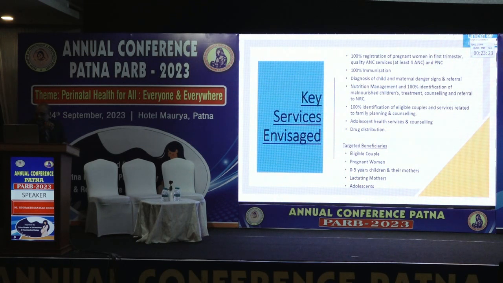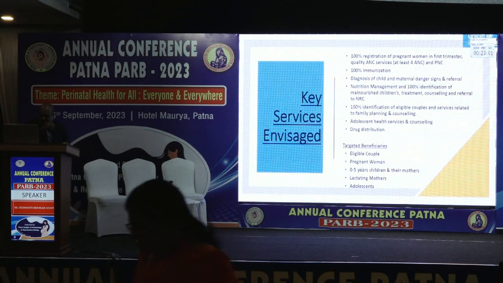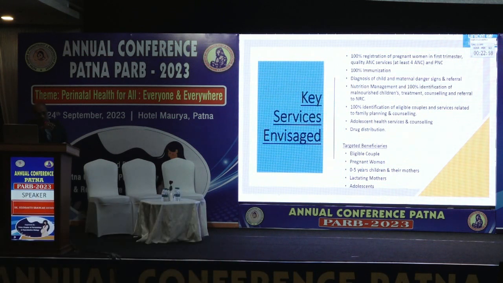community. Then nutrition management, with 100% identification of malnourished children, treatment, counseling and referral to nutritional rehabilitation centers that have been established at the district level, medical college level and sub-district level. Similarly, 100% identification of eligible couples and providing family planning services. It also includes adolescent health services, counseling and distribution of drugs to all categories of beneficiaries. The target beneficiaries are all eligible couples, meaning those who are married and currently not practicing any family planning, then pregnant women, children aged 0 to 5 years and their mothers, lactating mothers, and adolescents.